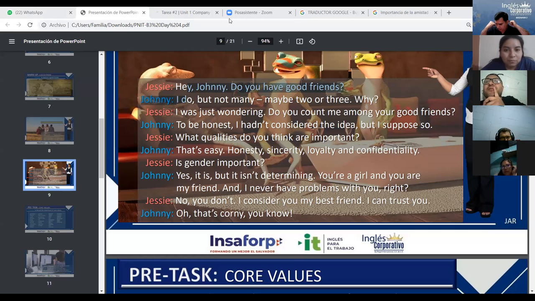Hi, Andrea. Do you have good friends? I do, but not many, maybe two or three. Why? I was just wondering, do you count me among your good friends? To be honest, I haven't considered that idea, but I suppose so. What qualities do you think are important? That's easy. Honesty, sincerity, loyalty, and confidentiality. Is gender important? Yes, it is, but it isn't determining. You are a girl and you are my friend, and I never have a problem with you, right? No, you don't. I consider you my best friend. I can trust you. Oh, that's corny. You know.